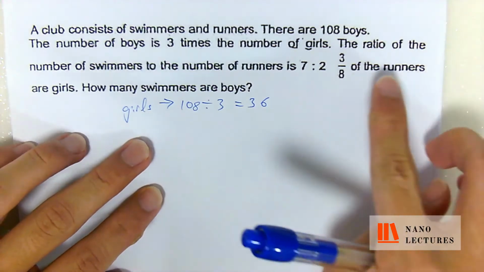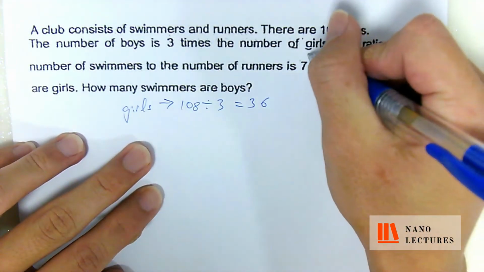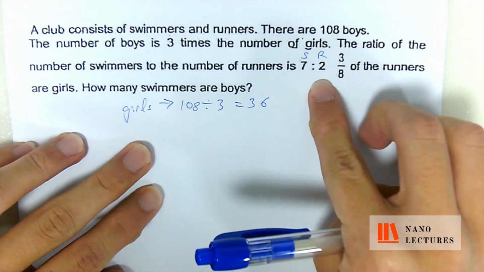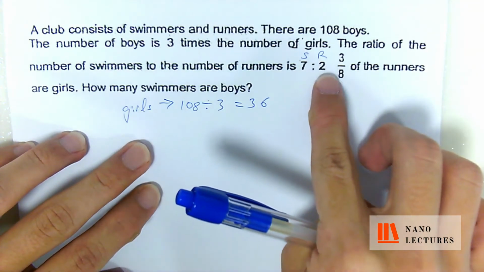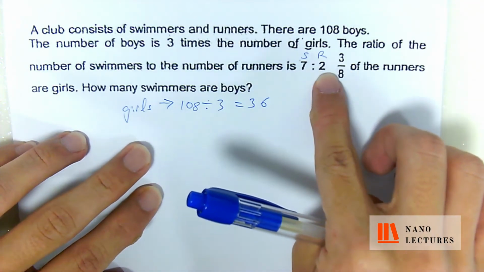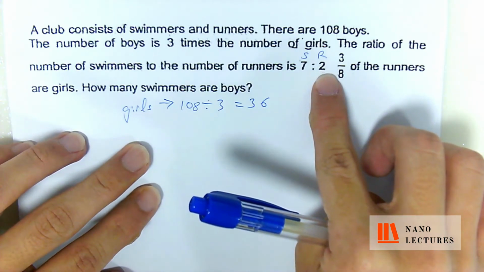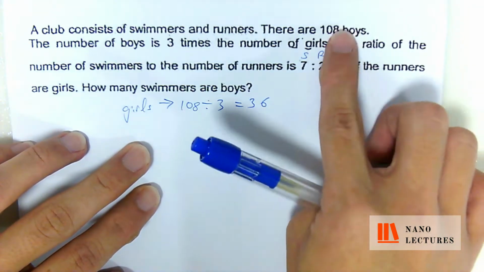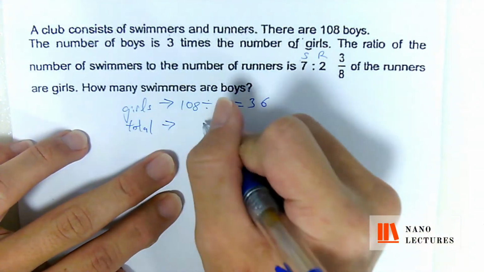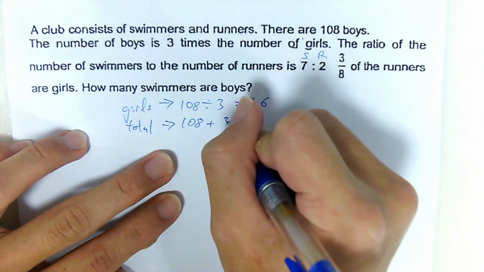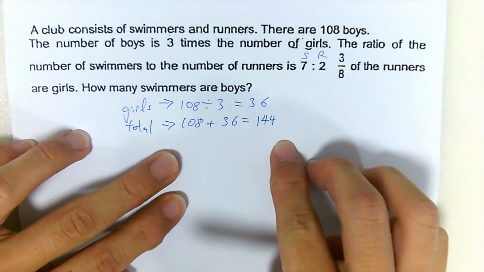Okay, then move on. They say that the ratio of the number of swimmers to the number of runners is 7:2. So swimmers, runners, 7:2. And then they said 3 over 8 of the runners are girls. So I'm going to find the number of runners first. But before I can find the number of runners, I must find the total number of people, so the total number of children. The total number of children will be boys plus girls. So I'm going to write total, arrow, 108 plus 36, and this will give me 144. So there are a total of 144 children.